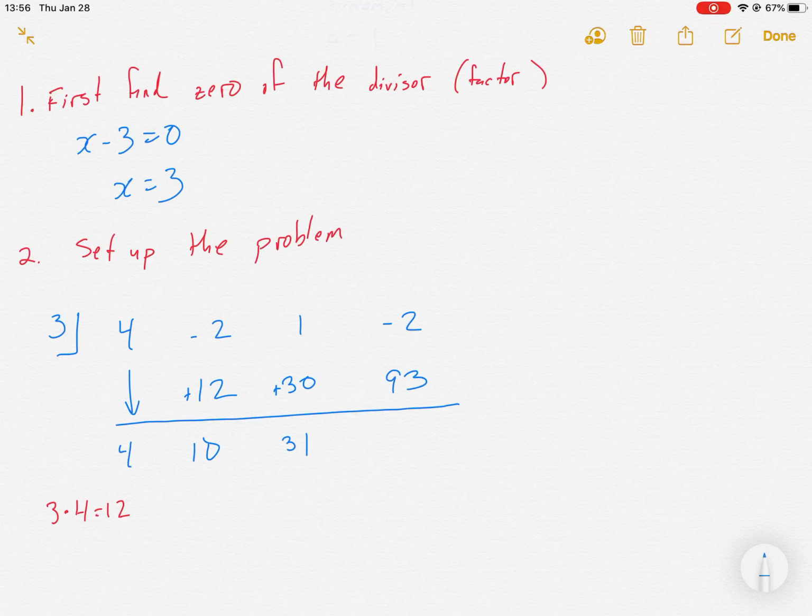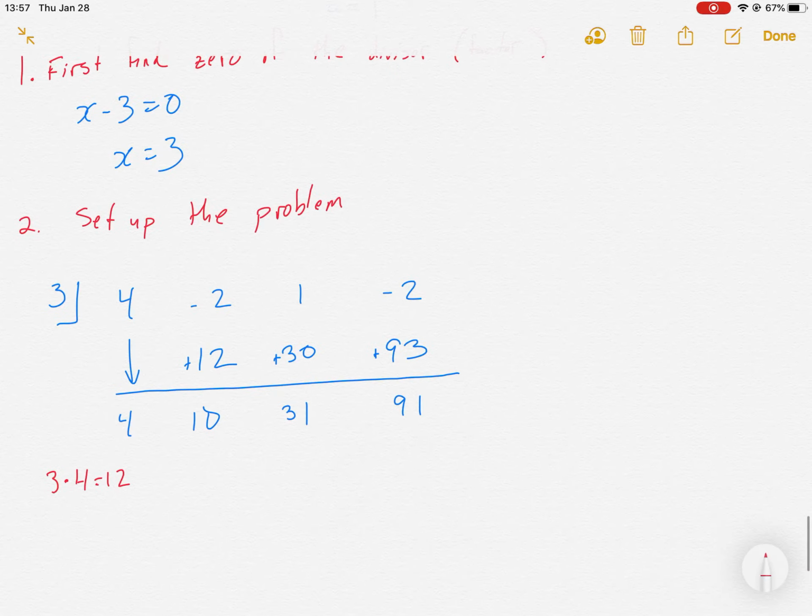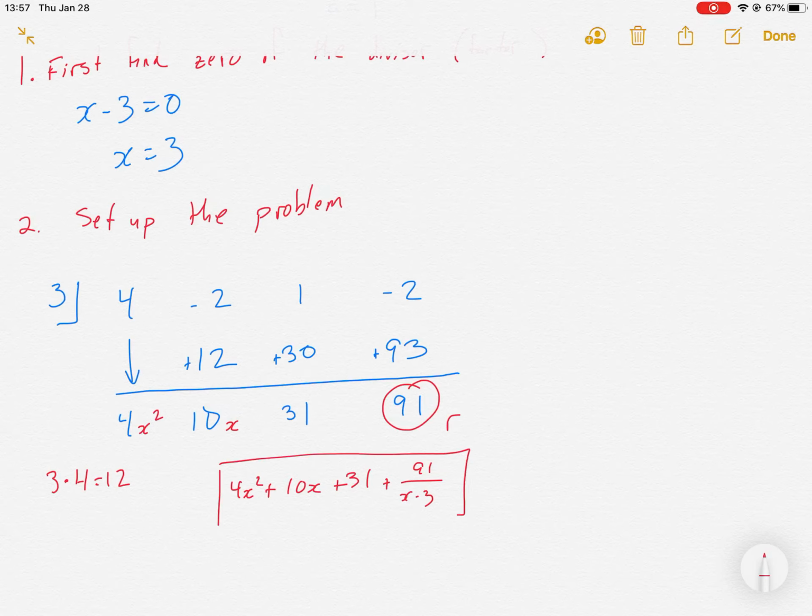3 times 31 is 93. Adding these together, I end up with 91. And hopefully you do remember this from the previous video. This looks a lot like what we did before. You start at the bottom right, that's your remainder. And then moving up from there, you have 31. This is going to be x. And then this last one will be the x squared. So I usually start with whatever's on the very bottom right, just to recognize that that's the remainder. And then I figure out how many terms I have, and that gives me the rest of the answer. And so then I could write this out using the correct format, and that would be the solution.